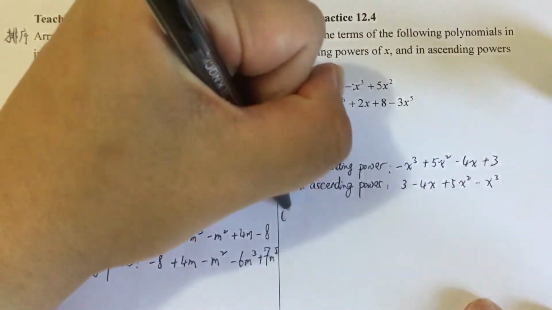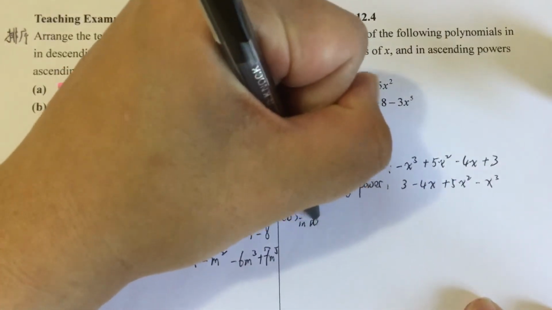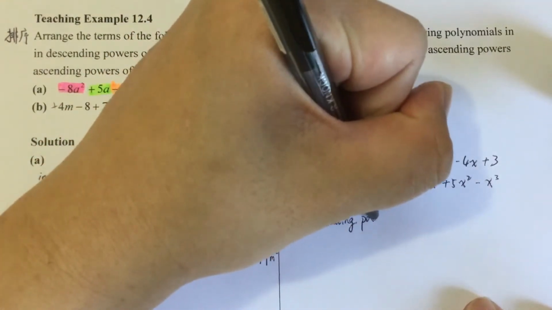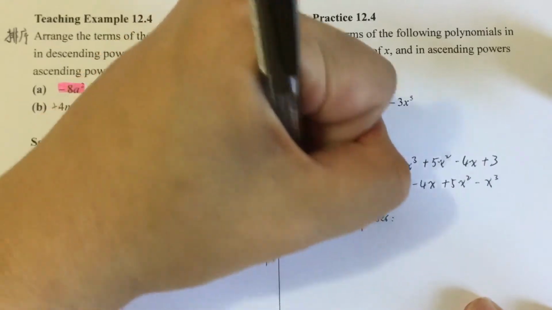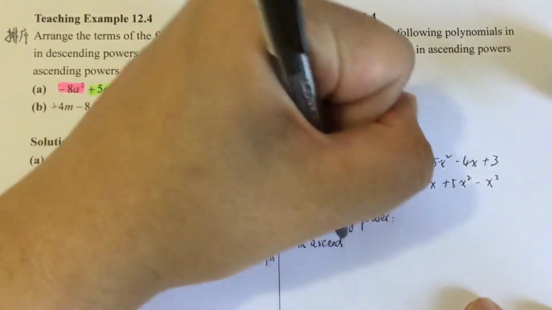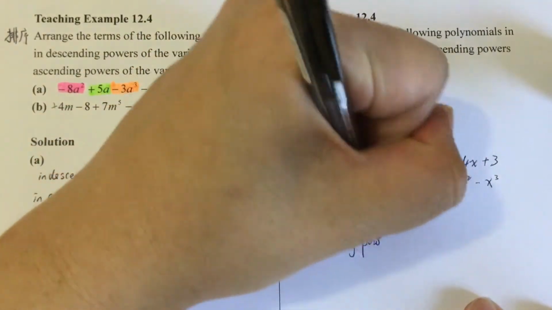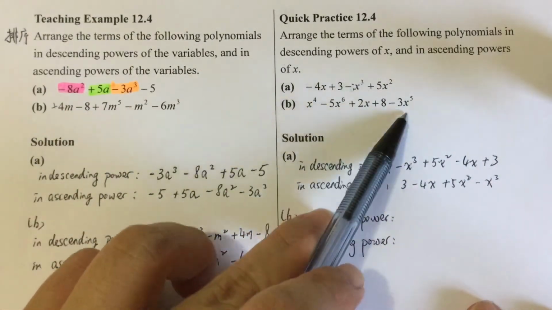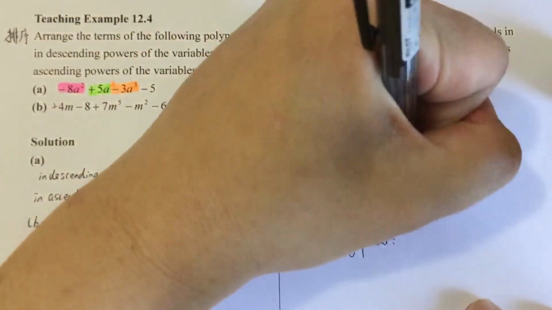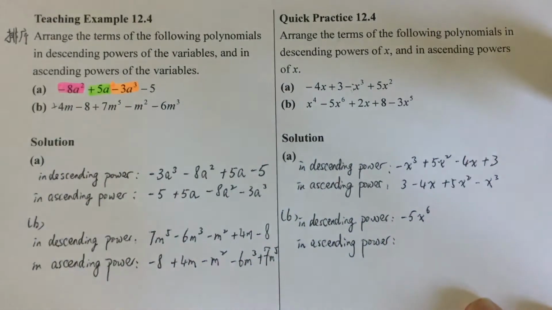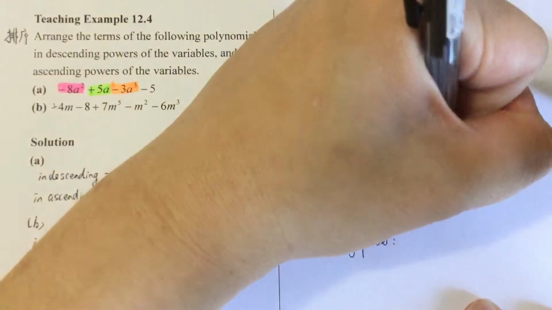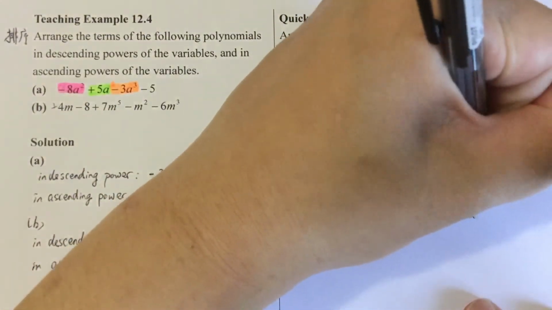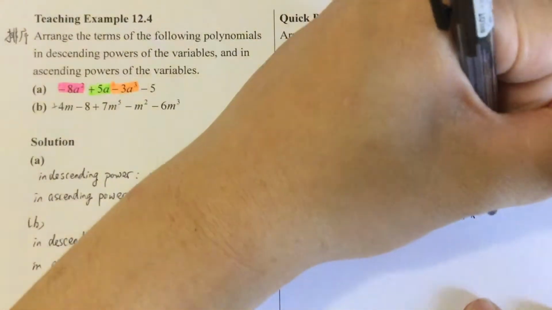And we will go to part B. Okay, write down the descending power, and also the ascending power. Okay, now let's look at this one. You have 4, 6, 10, 5. So that means the greatest one is 6, negative 5x with the power 6. And then 5 will be negative 3x with the power 5. The third one with plus x with the power 4. The fourth one is plus 2x.